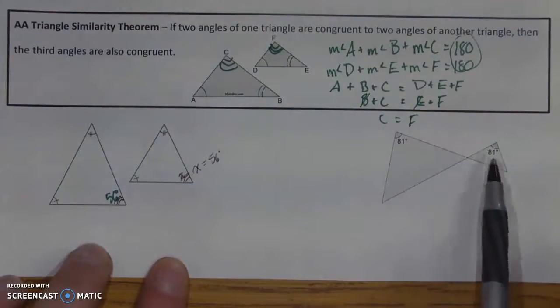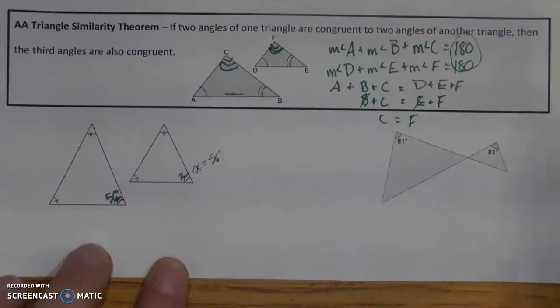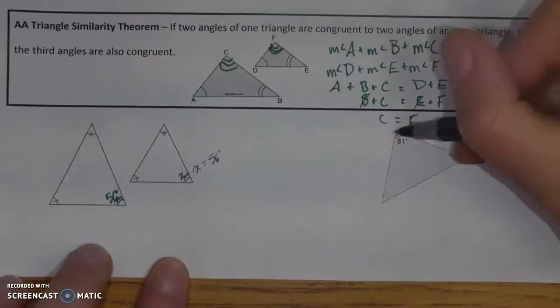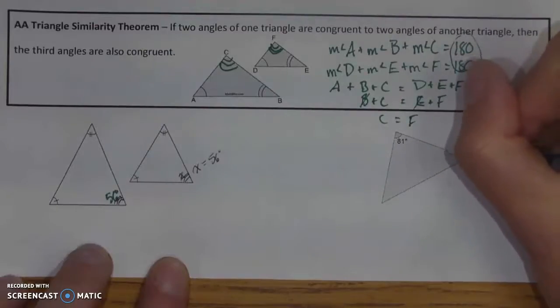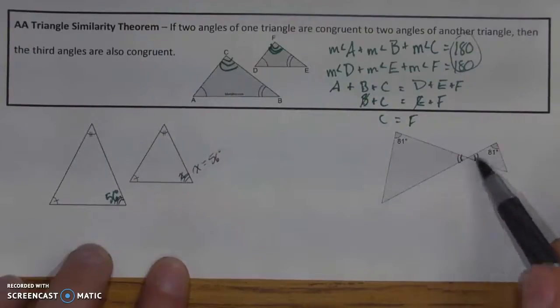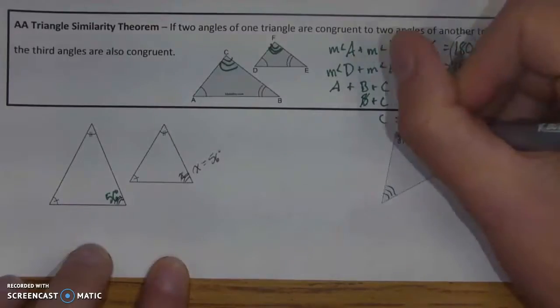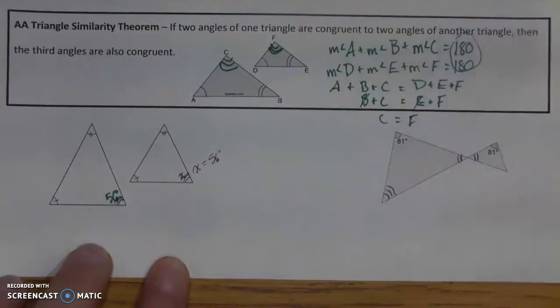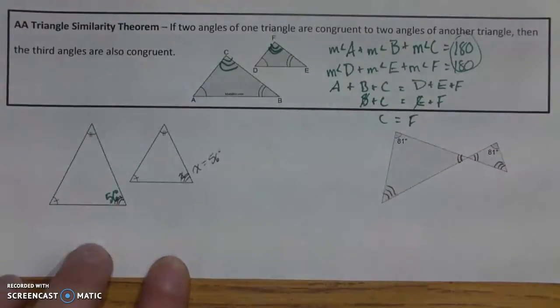And sometimes they'll do this and they won't even give you all of the markings. And they might just say, well, what angles do you know are congruent? Well, here I know that angle marked with 81 is congruent to this one because, hey, they have the same measure. I also know according to vertical angles that these two angles would have to be congruent because they are vertical angles. And last but not least, because two angles are congruent to each other, that means that final angle would also be congruent to each other due to the AA triangle similarity theorem.